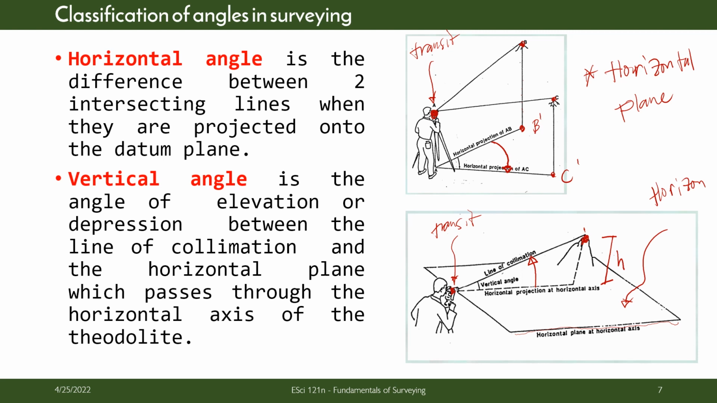Anyway, just focus on what a vertical angle is. It's an angle of elevation. When I say elevation, this is your horizontal projection, and it's going up. For depression, your vertical angle is going down.